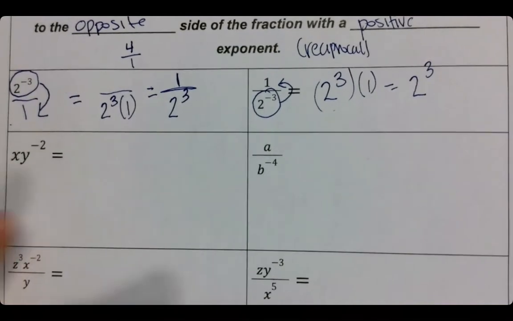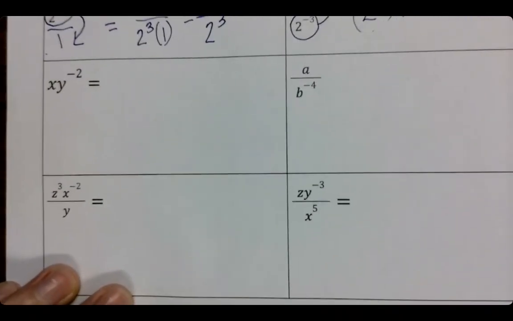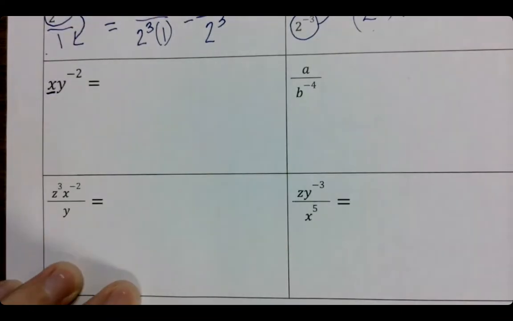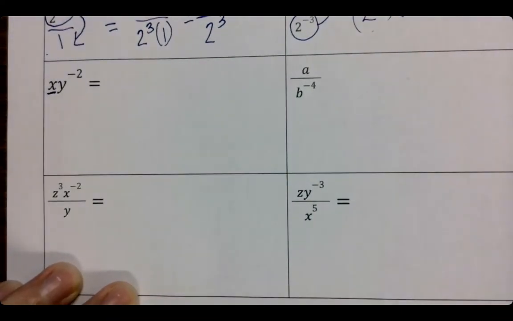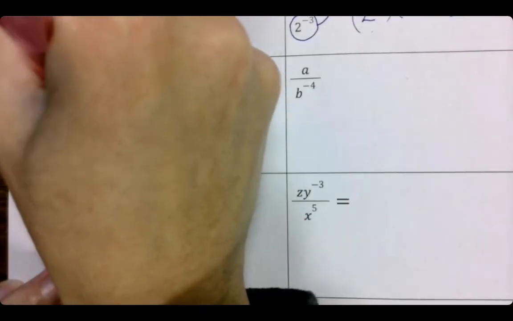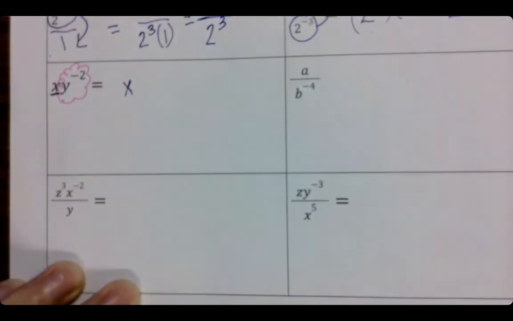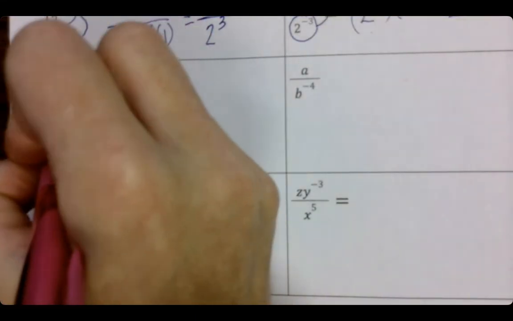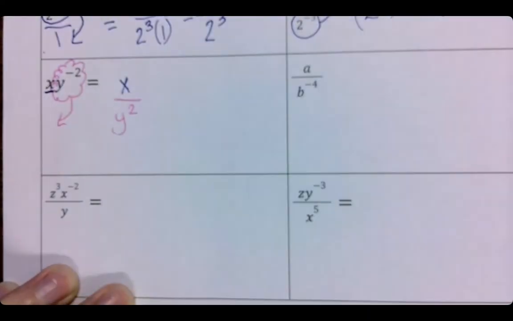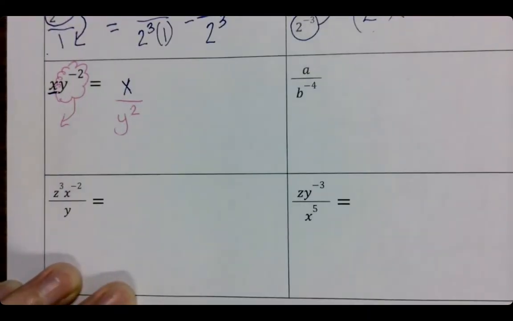Okay? So for this one, a little bit harder. Notice how we have an x this time. Does the x have a negative exponent? It does not. So the x is actually going to stay exactly where it is. But look at this y to the negative second power. That does have a negative exponent, right? So that needs to move to the bottom. So that's going to move to the bottom and have a positive exponent.